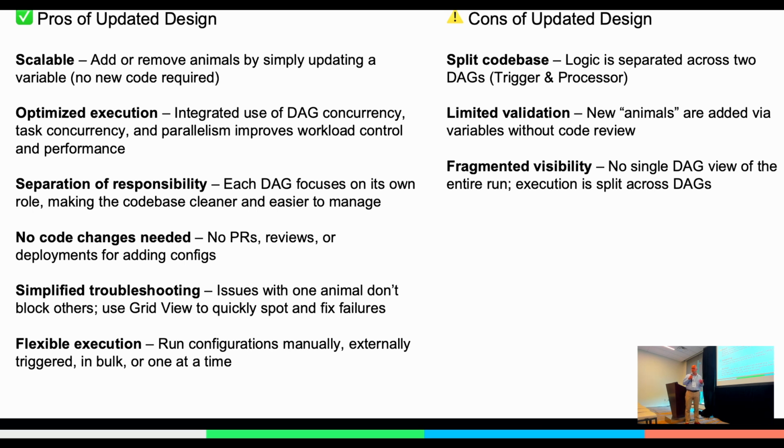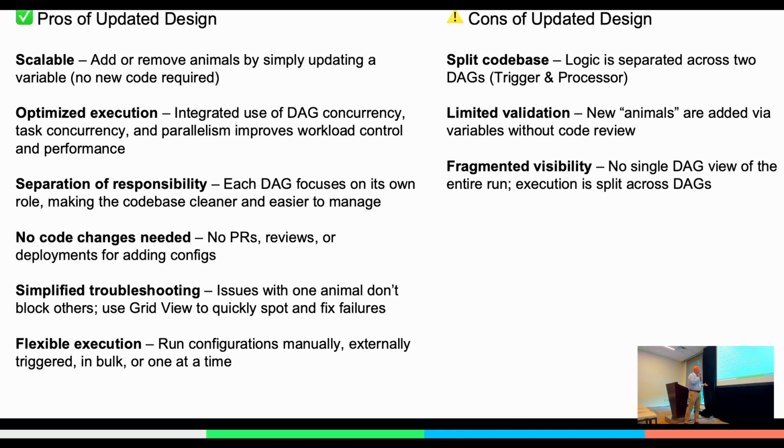Okay, so depending upon your use case, there are some pros and cons that I would like to talk about in this design. The pros, of course, for me, is scalability. I can add and remove configurations, animals. I don't need to add or update my DAG code. I can optimize my execution depending upon the size of my Airflow instance. I can control DAG concurrency, task concurrency, parallelism, just to see how much workload I can get done.